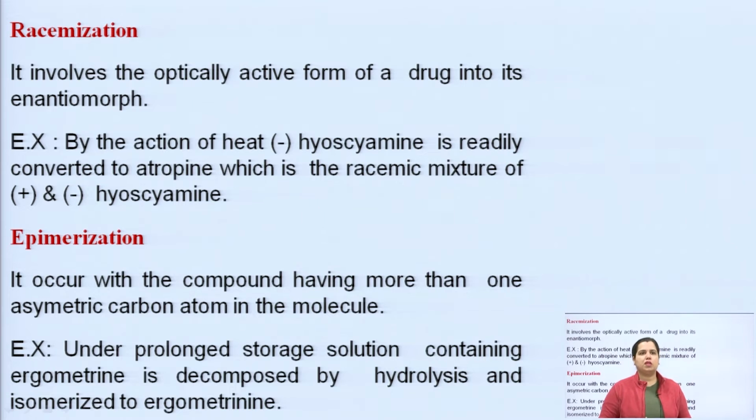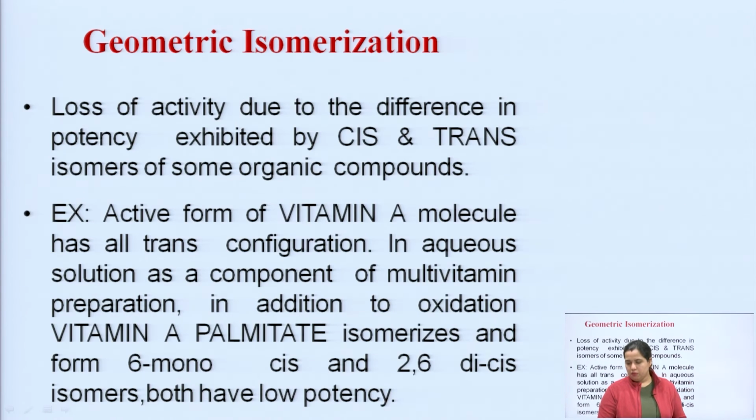Epimerization occurs with compounds having more than one asymmetric carbon atom in the molecule. Example, under prolonged storage, a solution containing ergometrine is decomposed by hydrolysis and isomerized to ergometrinine. So, this is another common example of epimerization, where the drug ergometrine gets hydrolyzed and decomposed to ergometrinine, which is the inactive form of ergometrine.